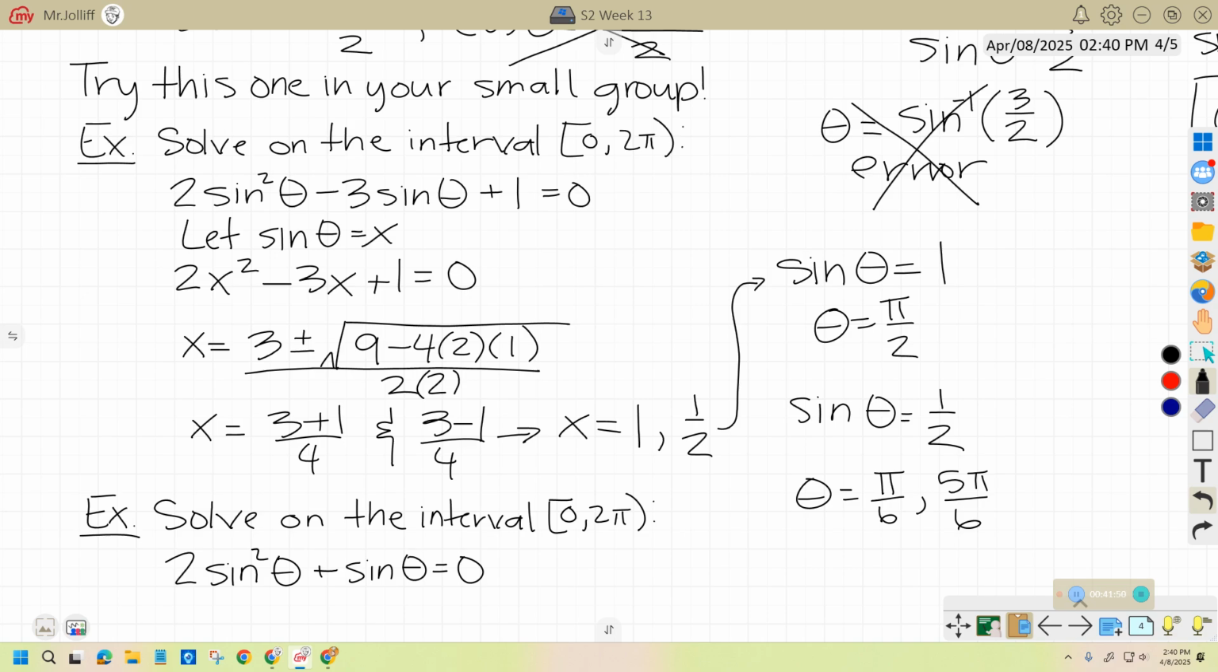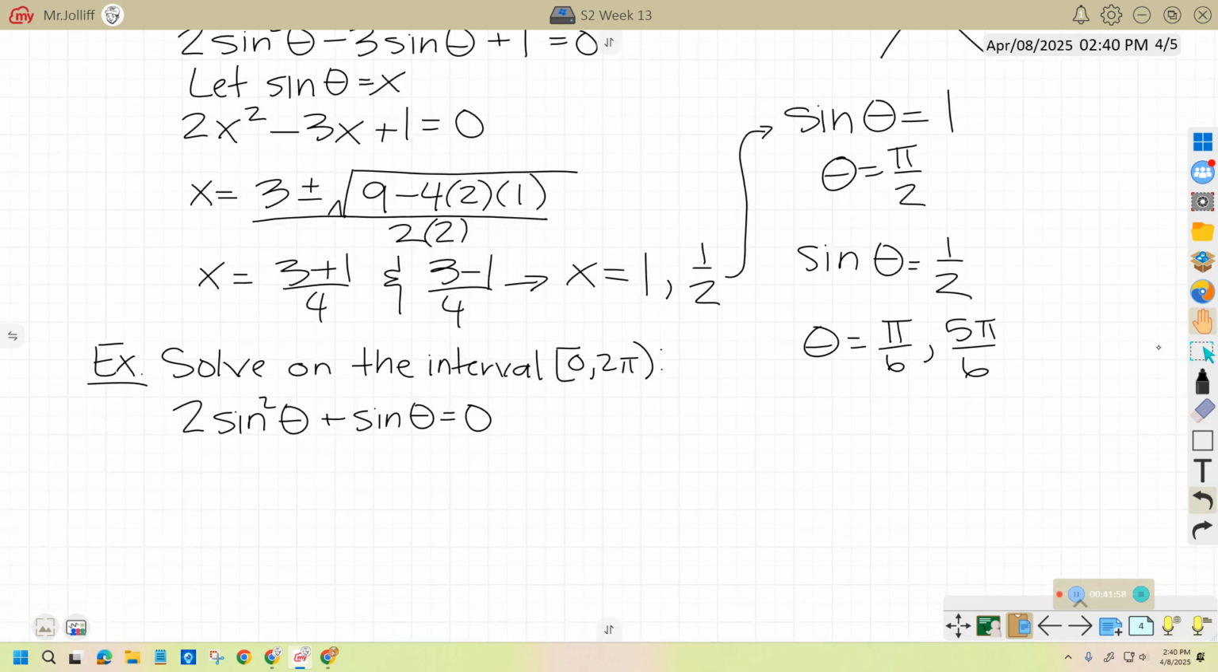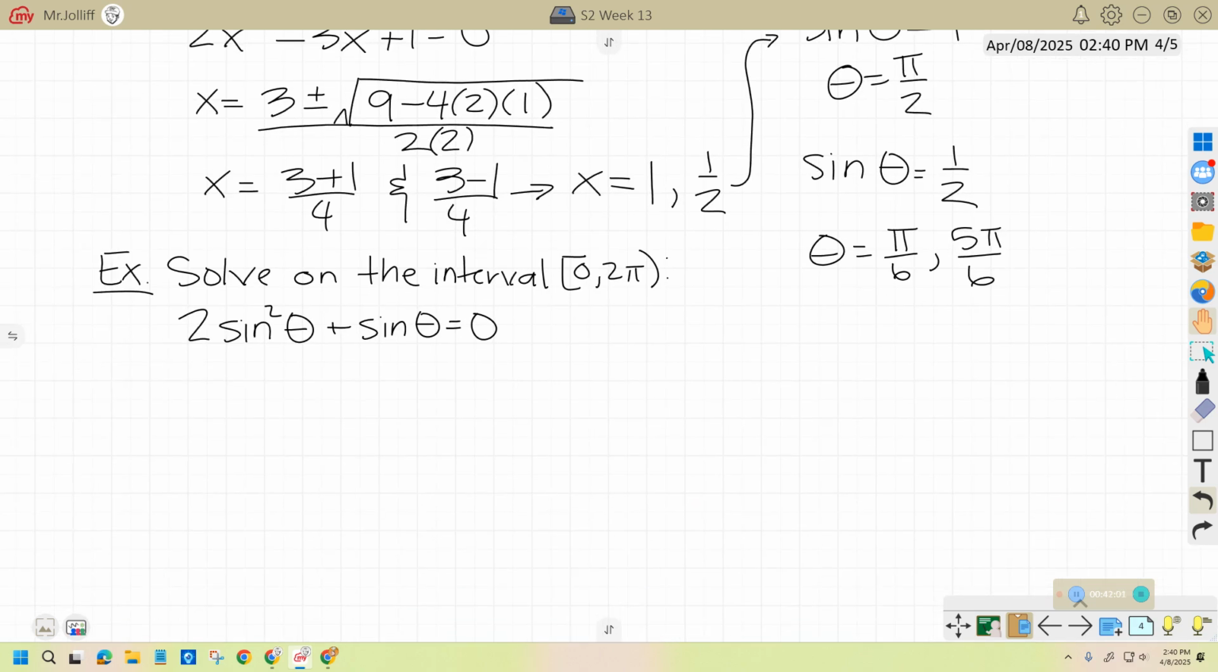Okay, hopefully that's feeling a little bit more comfortable. I'm gonna have you try one more in your small group, as practice. So I'm gonna scoot you up to this last example. Similar, it says solve on the interval 0 to 2 pi, 2 sine squared theta plus sine theta equals 0. I'll give you 5 minutes. That one's a little trickier. We have to think more carefully about how we factor. Oh, Naughty has it. I think Naughty has it.